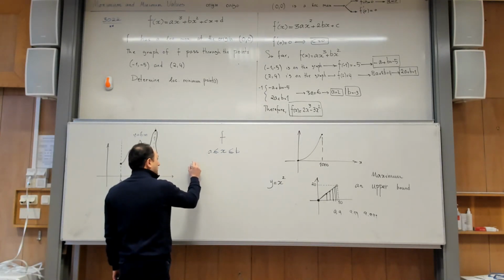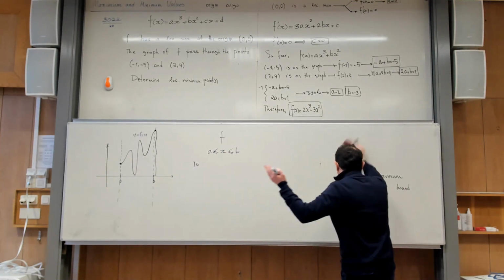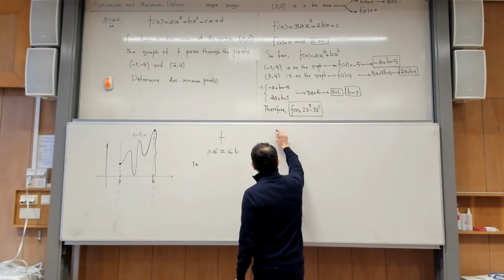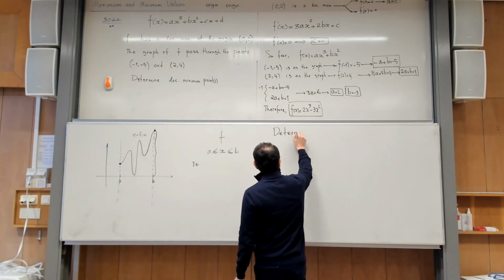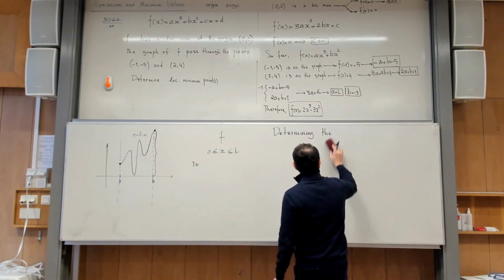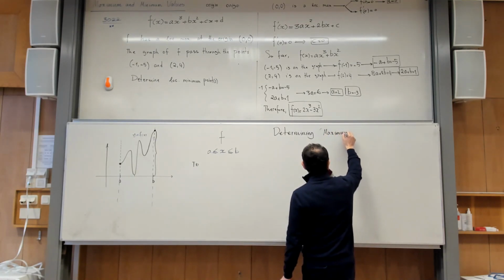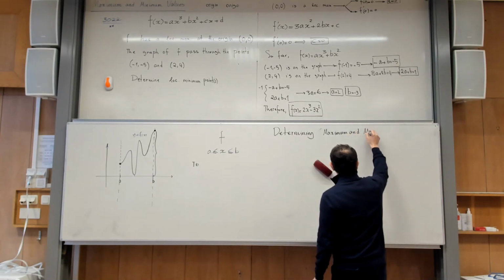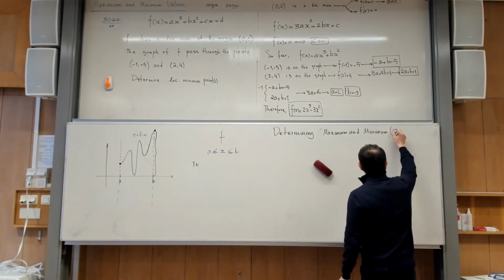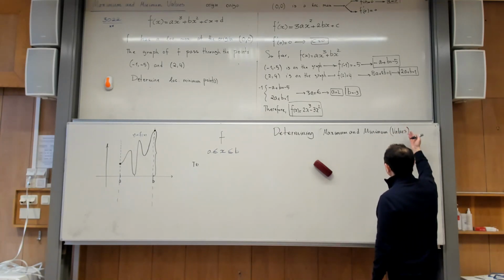Let me formalize it. I don't want you to memorize it, but of course, even if you memorize it and use it, that's okay. But I want you to understand it. So, determining maximum and minimum. If you want, I can write values, but whenever I talk about max and min, I always mean values, and I always mean the y value.